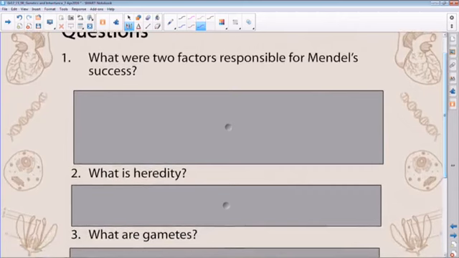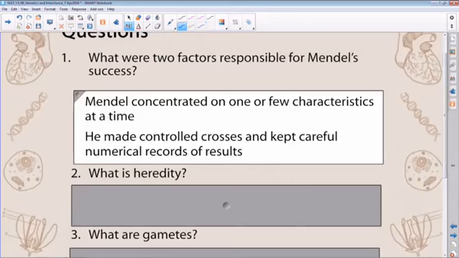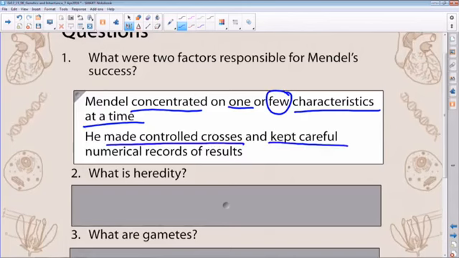First one. Mendel concentrated on one or few characteristics at a time. Remember I said to you, he stuck with one: only the pink flower, or only the tall plant. And he worked with that for a long time. Then he made controlled crosses and kept careful numerical records of results. He kept doing it over and over, and when he got all his results, then he came to his conclusion. Okay, that was the one.